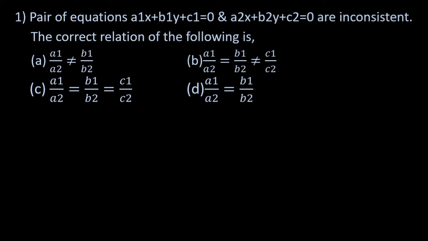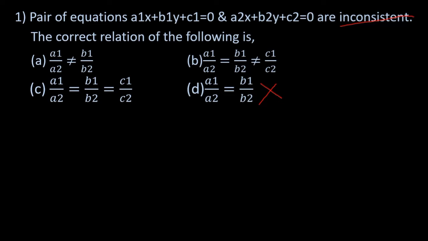The 3 are possible conditions, because option D, what we have, a1 by a2 is equal to b1 by b2, that option is not there. So therefore we will leave it out. In the 3, we need to find out inconsistency. So one thing you need to remember: consistency means it needs to be intersecting, otherwise coincident. Inconsistency means it needs to be parallel.